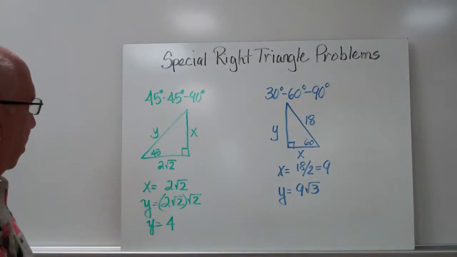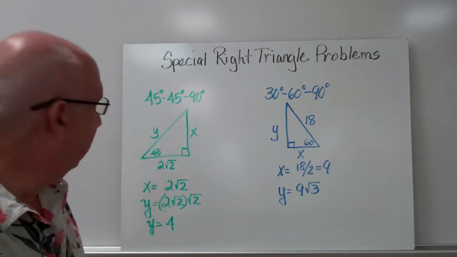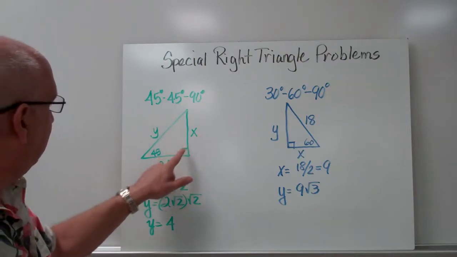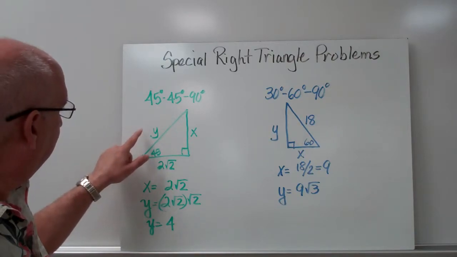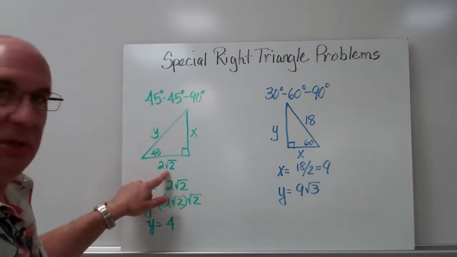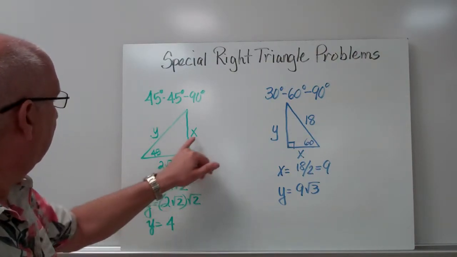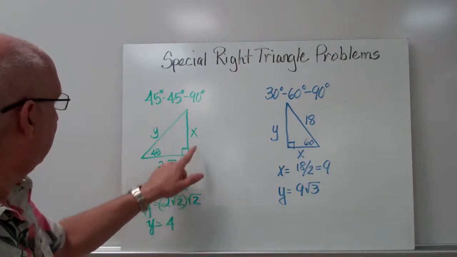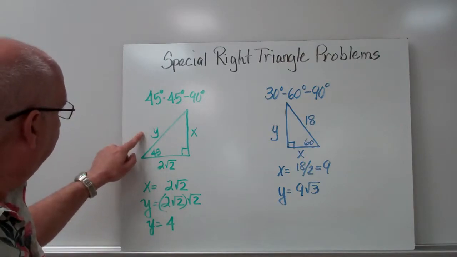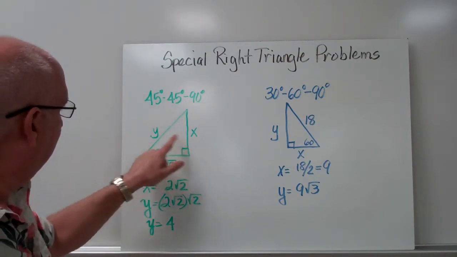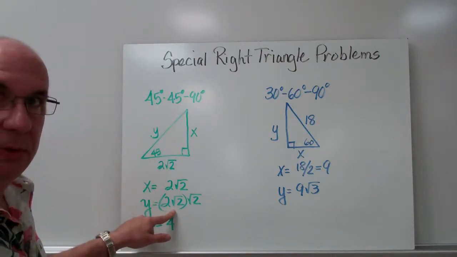Now, using those relationships, I want to find what x and y are here for this 45-45-90 triangle. I know that these two legs are congruent. I know that whatever this is going to be equal to this times the square root of 2. So, first of all, I know that this and this are congruent, so x is 2 times the square root of 2. Y is going to be x times the square root of 2. X is 2 times the square root of 2.